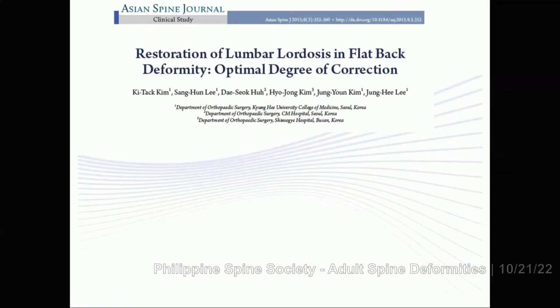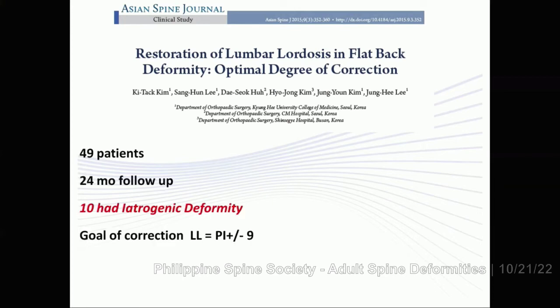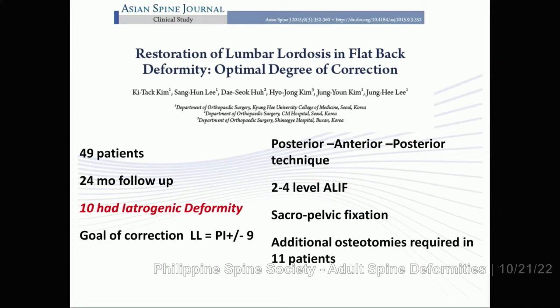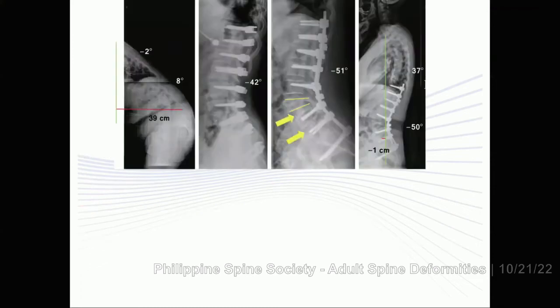Spinal balance is achievable for these patients with flat back syndrome. Kim reported the results in 2015 in their series of 49 patients, 10 of whom had iatrogenic spinal deformity, using a posterior-anterior-posterior approach. They performed ALIF in at least 2 to 4 levels and utilized sacropelvic fixation. In their series, 11 of the 49 patients required additional osteotomies during the second posterior surgery. Here is one of the lucky patients showing excellent balance after surgery.